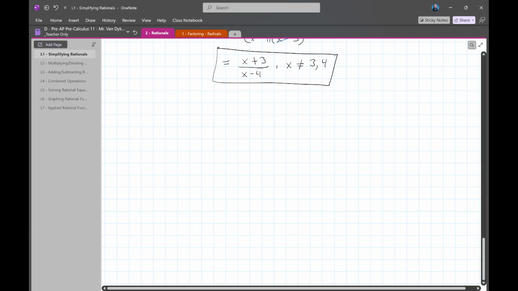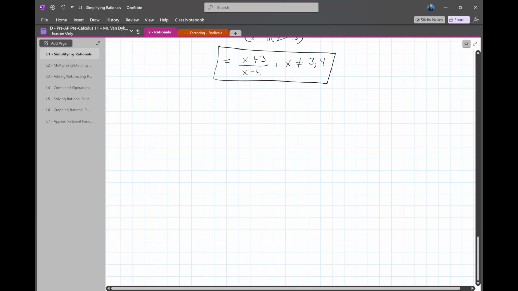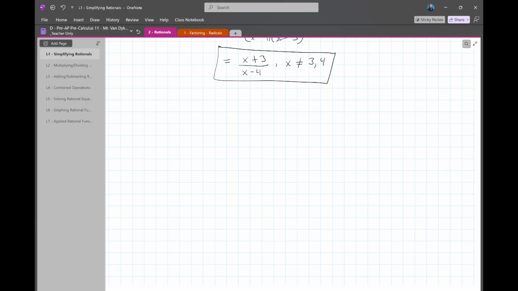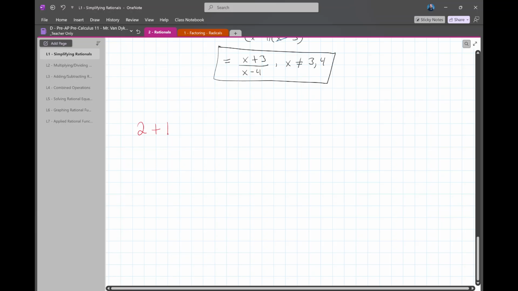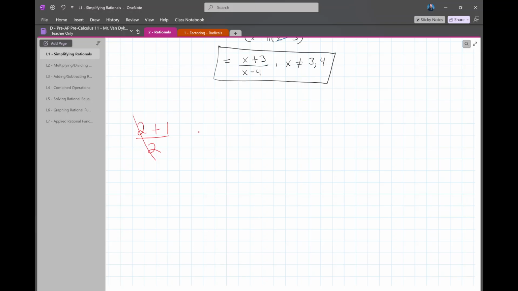All right, Pre-Calc 11 AP. Let's just talk about some common errors for our rational functions. When we're looking at this, we're thinking of things like, if I have (2 + 1)/2, some people cancel that and say, oh, that's actually 1 + 1, and that equals 2. But that's not quite there.